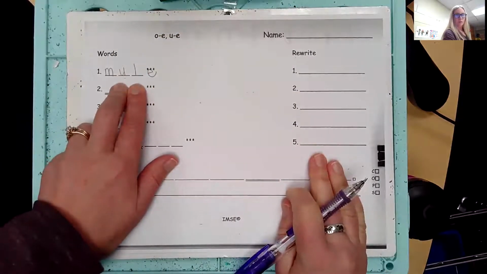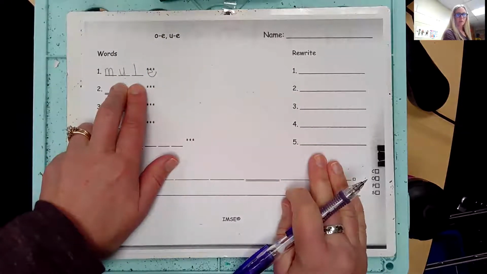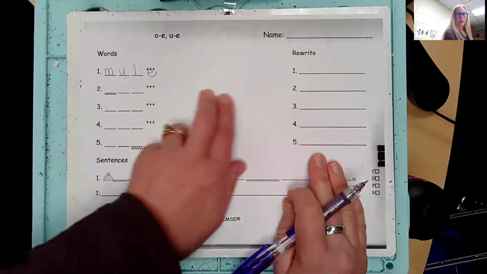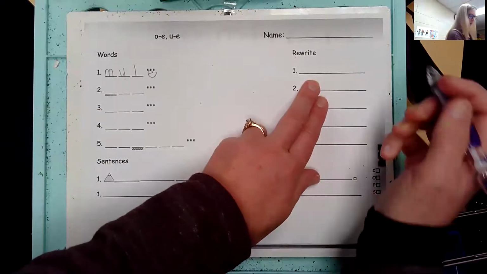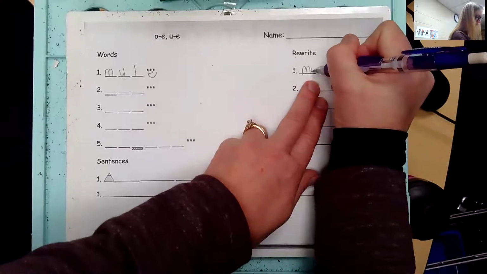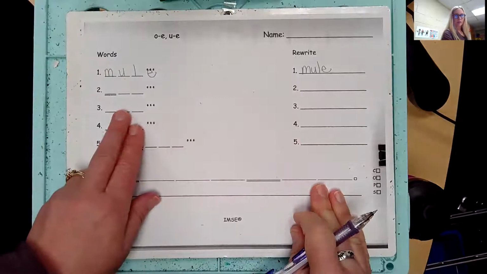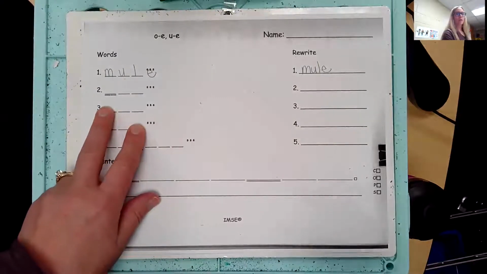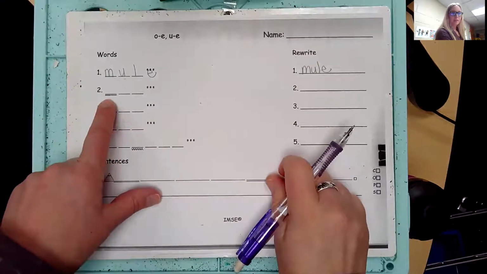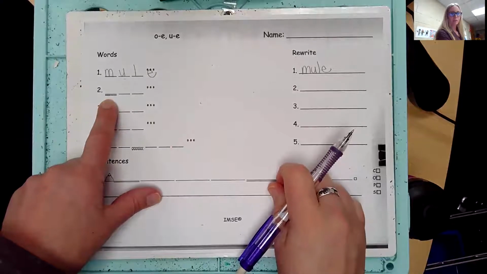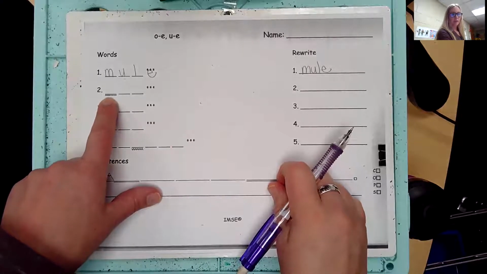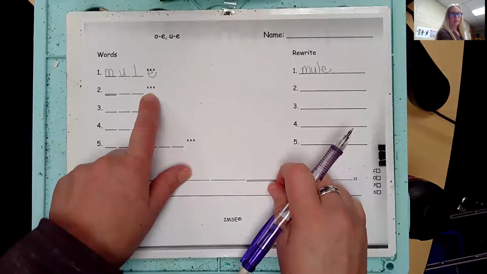All right. Do a teacher check. Mule. Does yours match mine? If it does, slide it over to the rewrite line. There it is. Excellent. Let's look at number 2. Notice that we have too many sound lines. Too many sound lines mean a blend. So we're going to have two letters on that first line, still working with a silent E.